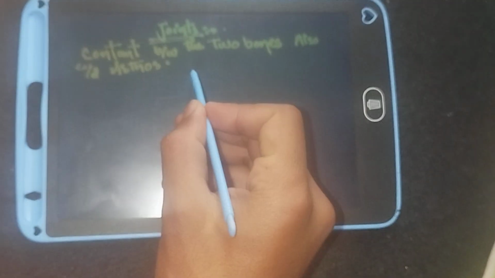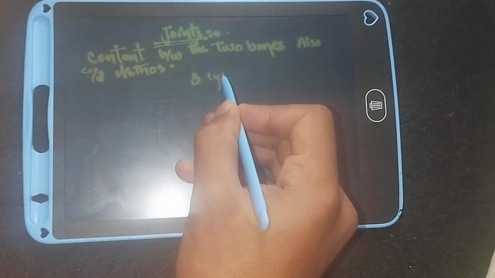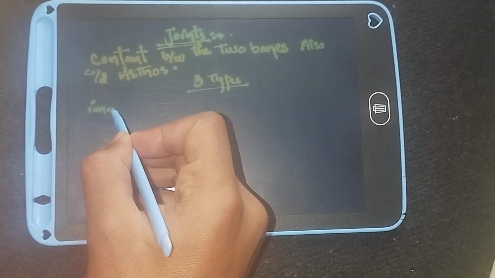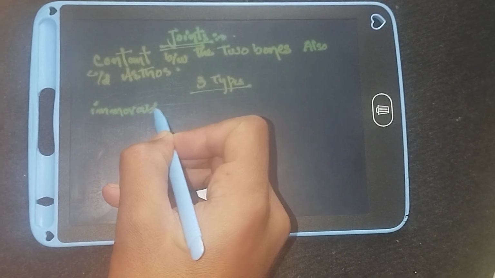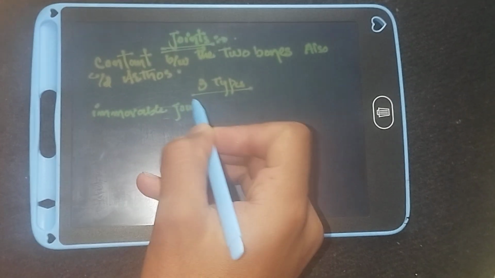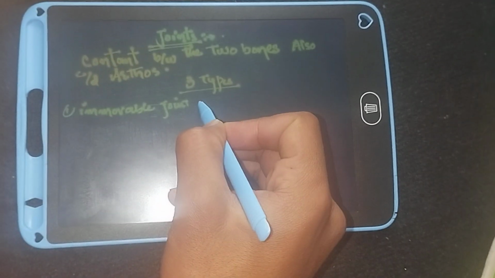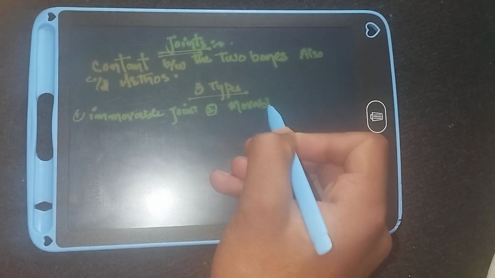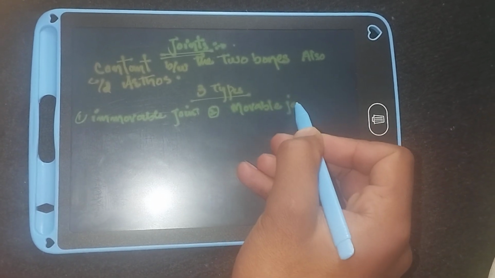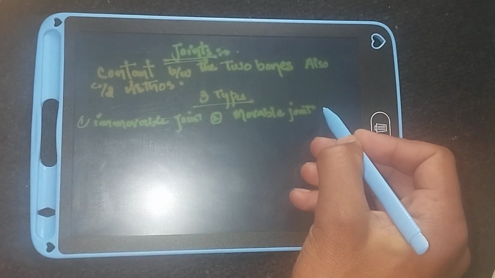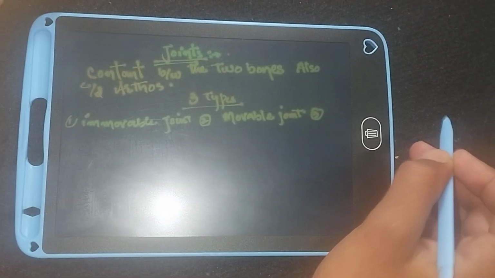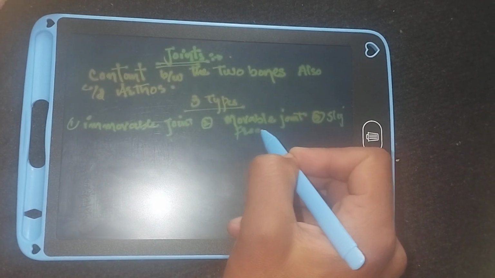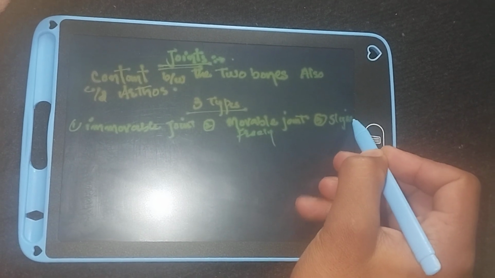There are three types of joints. Firstly, the immovable joint. The second is the movable joint, which is freely movable. And the last one is the slightly movable joint.